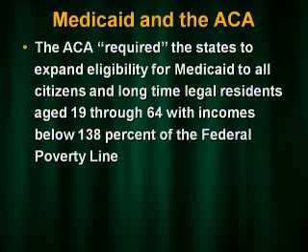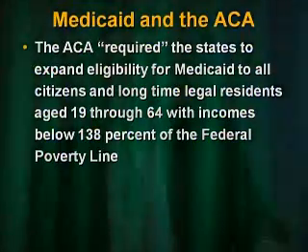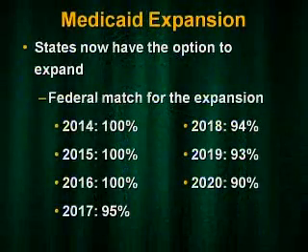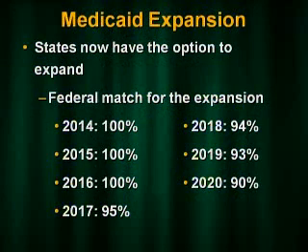And the consequence was the states are now free to choose whether or not they wanted to expand their Medicaid program. But the incentives to do so are pretty strong. With respect to the claims costs of Medicaid, in the first 3 years, the federal government would pick up 100% of the claims costs of the newly eligible. And the newly eligible are those aged 19 to 64 who have incomes below 138% of the federal poverty line. So ultimately, by 2020, the federal government would pick up 90% of the costs, and the states the remaining 10%, and that ratio was supposed to continue off into the future.